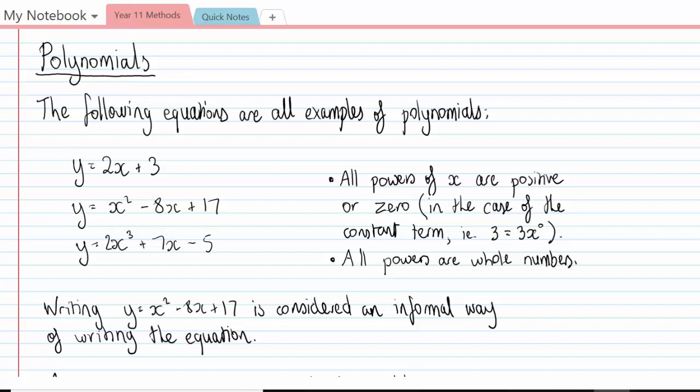So the thing is, this is the way that we've always written equations. We've always written them as y equals something. But that is considered to be an informal way of writing it. So what I'm going to do now is introduce you to a new way of writing it, and this is going to be the way that you're going to see a lot of equations written moving forward from here.